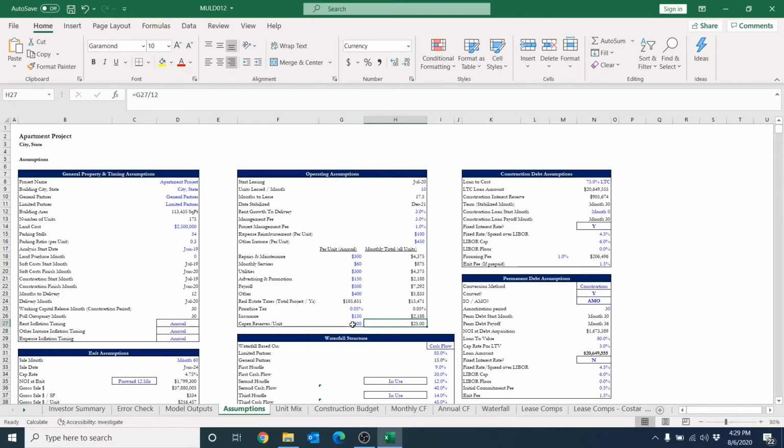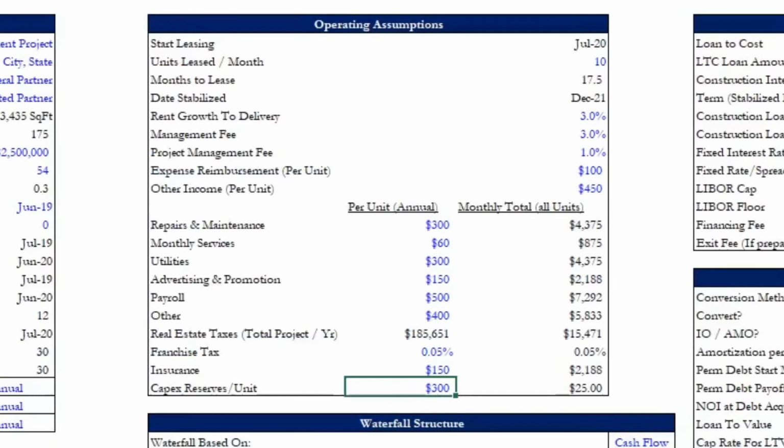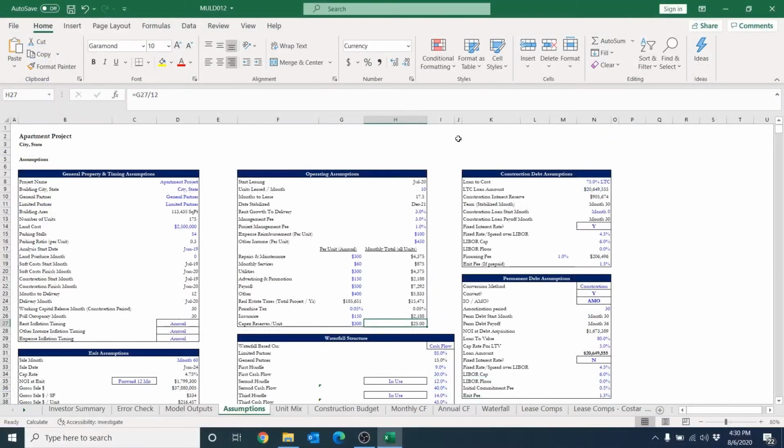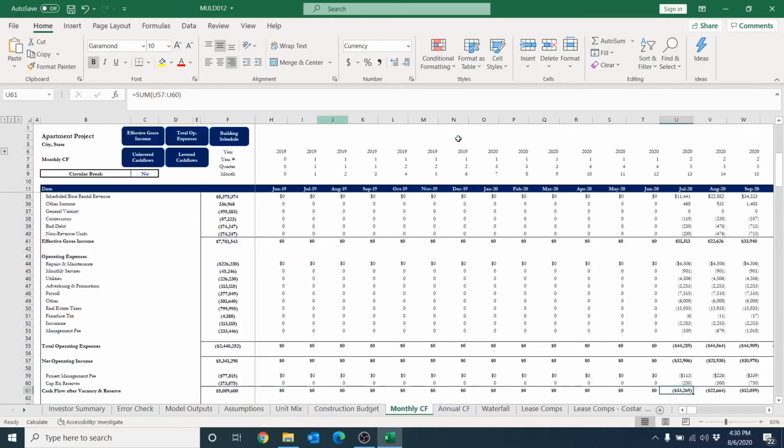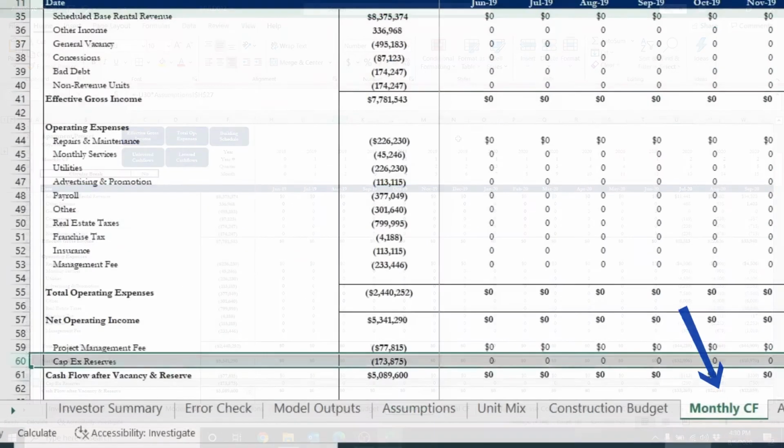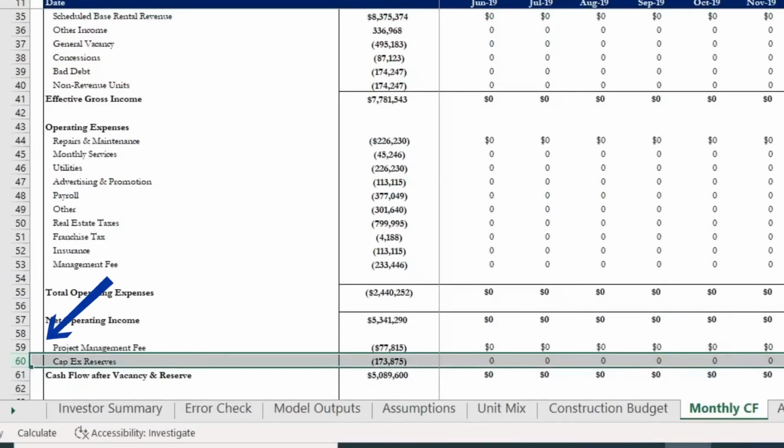We first start on the Assumptions tab in our Operating Assumptions box. As you can see, cell G27 is blue, which indicates that it is an input cell. In this cell, you input the per unit annual amount that you want. From there, cell H27 calculates the amount per month that'll be reserved per unit at the property. From here, Capex reserves are calculated on a monthly basis in our Monthly Cash Flows tab on row 60.